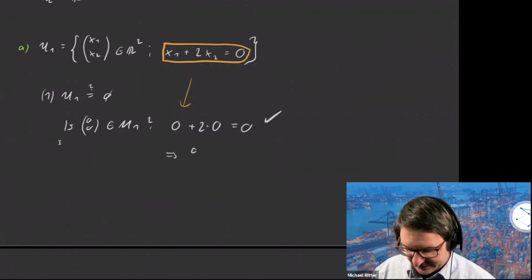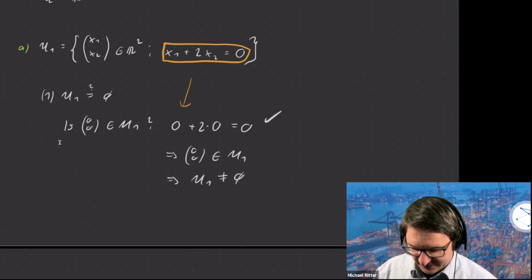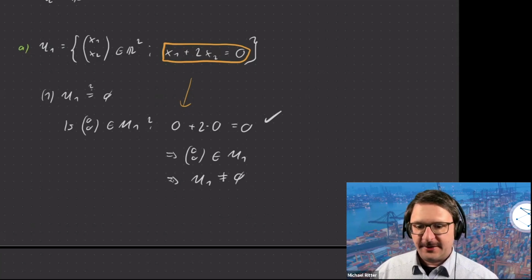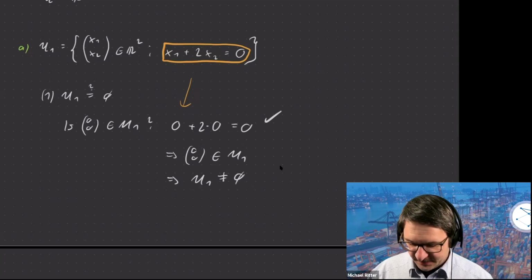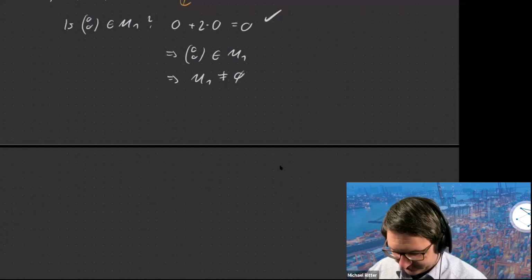And that means (0, 0) is contained in U1. And that means in particular, U1 is not the empty set. And that is what we wanted to show here. Okay, so that first property is usually easy. Now let's have a look at the other two properties.